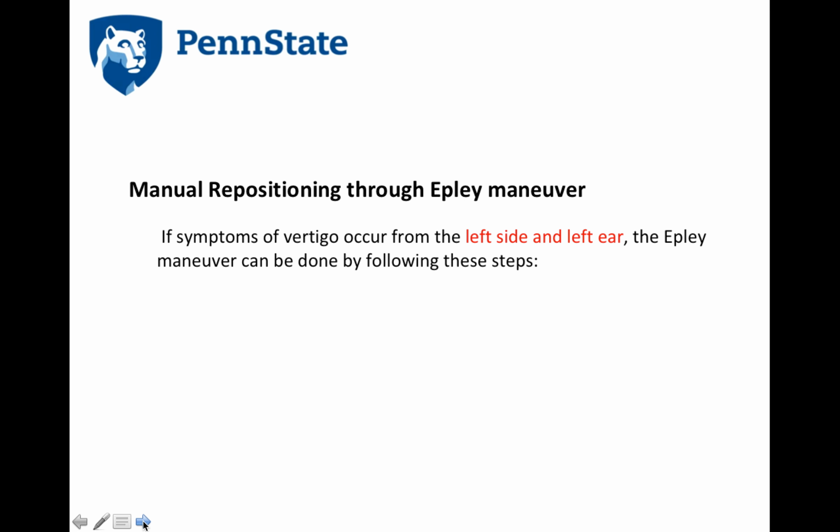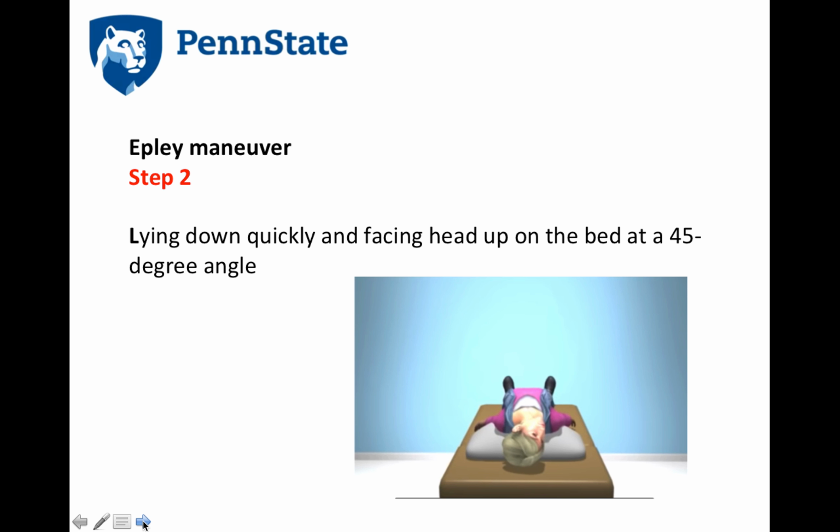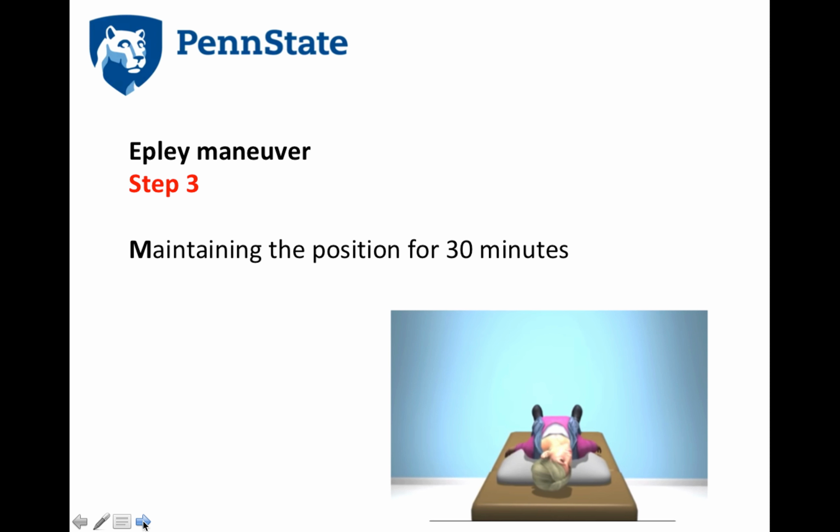So if symptoms of vertigo occur from the left side and the left ear, the Epley Maneuver can be done by following these steps. Step 1, sitting on the edge of a bed and turning the head 45 degrees to the left. Step 2, lying down quickly and facing head up on the bed at a 45-degree angle. Step 3, maintaining the position for 30 minutes.